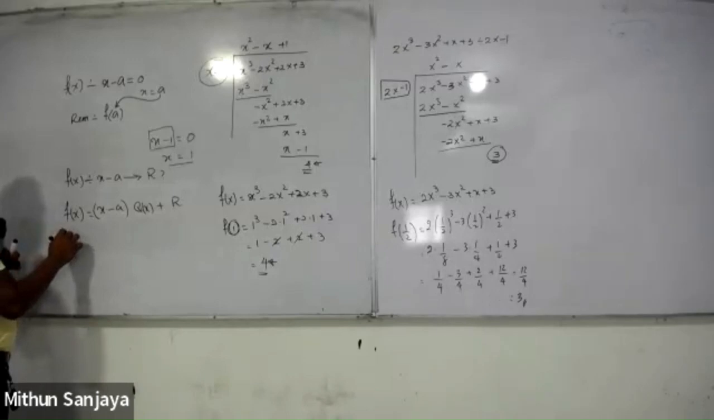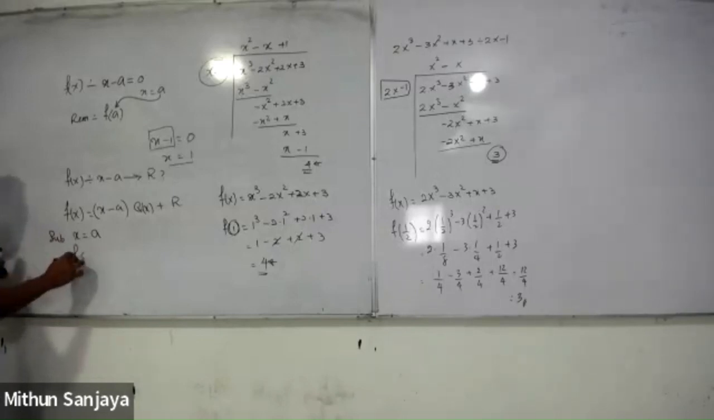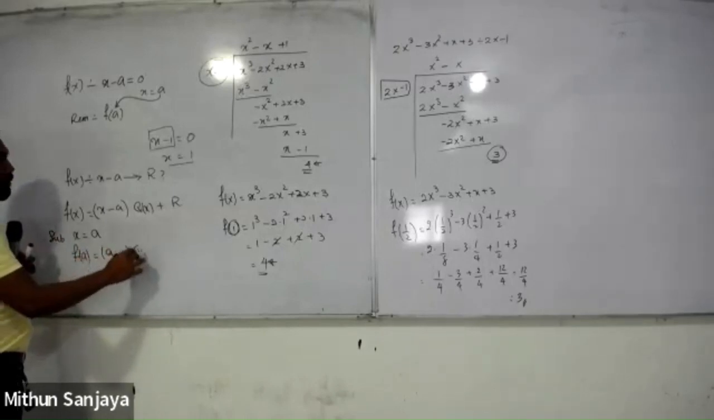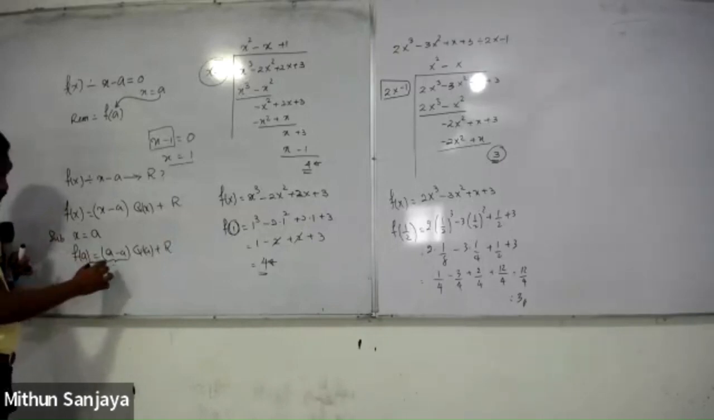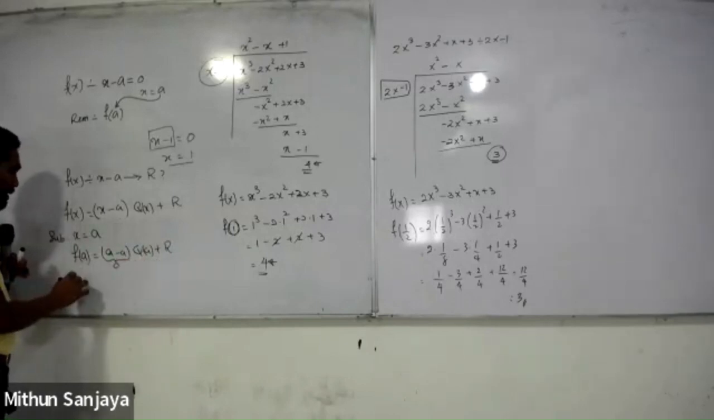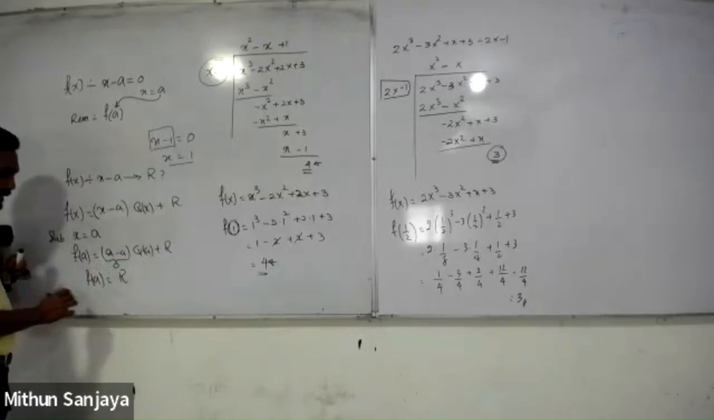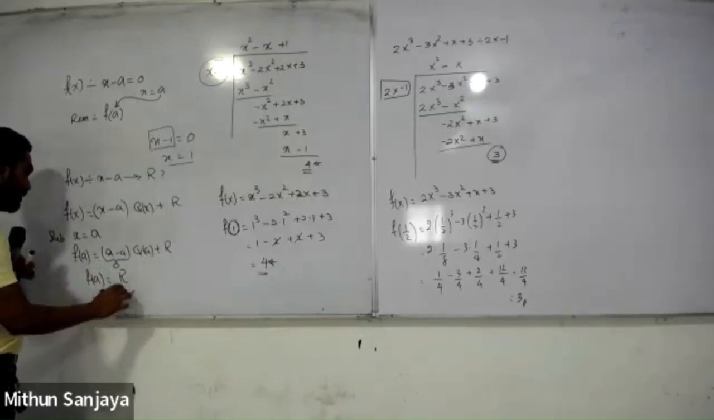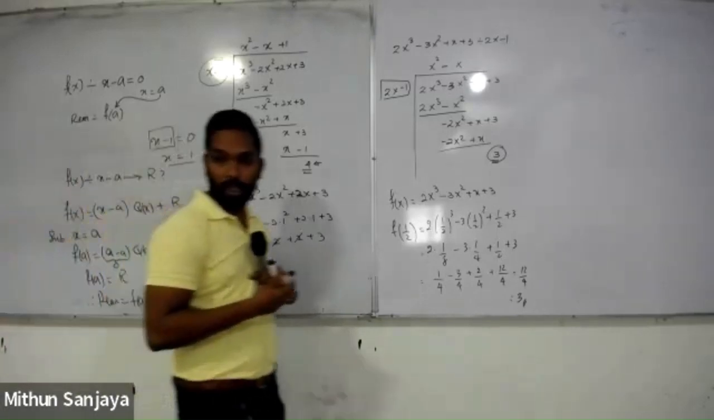Now we need to get the value at x equal a. Then we substitute x equal a. Then f(a) equals (a minus a) q(a) plus r. Then 0 times q(a) is 0, so it entirely cancels. Here we have f(a) equals r. Therefore, remainder equals f(a).